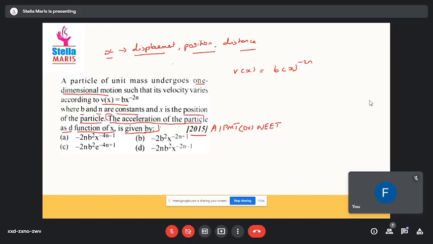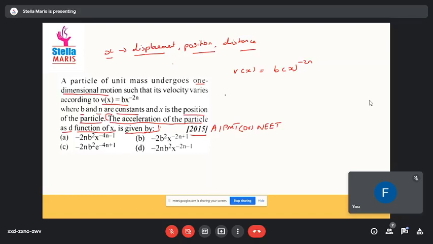So tell me, they are saying the acceleration of the particle as a function of x is given by. How can we place this in the place of x? What can we substitute, and you can discover what kind of problem this is. In the place of x, substitute displacement: the acceleration of the particle as a function of displacement, it cannot be done, we didn't see any cases like that. The acceleration as a function of position, did we see any cases like that? No, sir. Then the last one, in the place of x, if I say distance, the acceleration of the particle as a function of distance, did we see any cases of that? Yes, sir, very good.